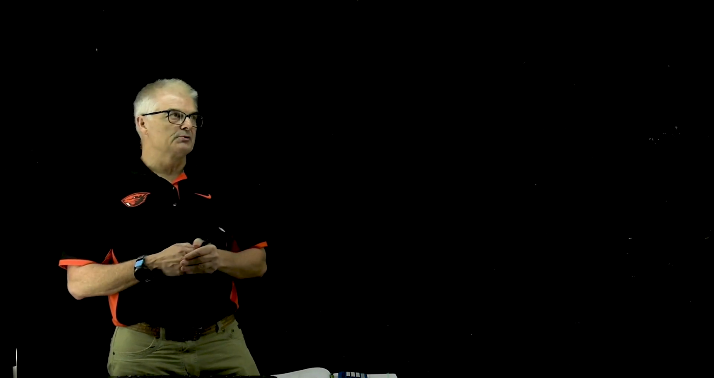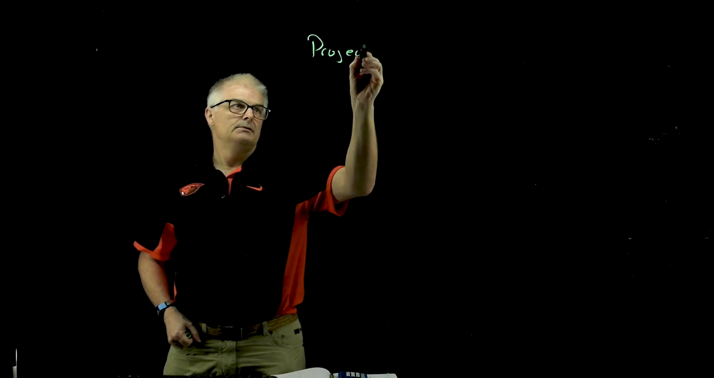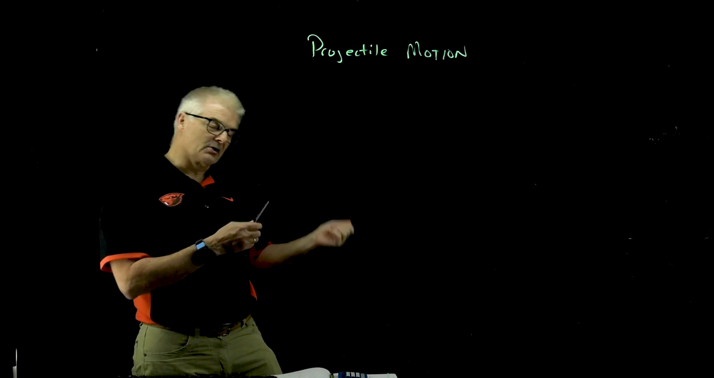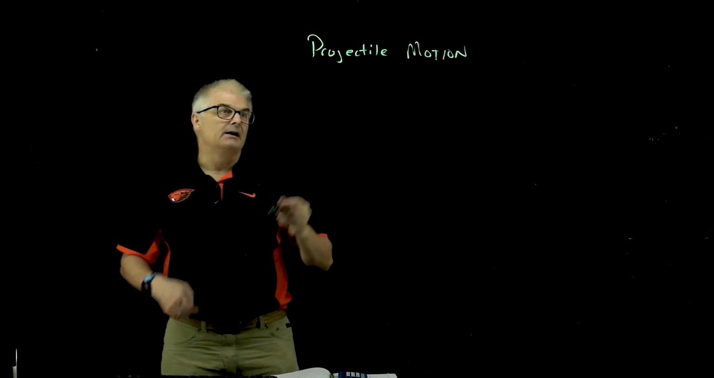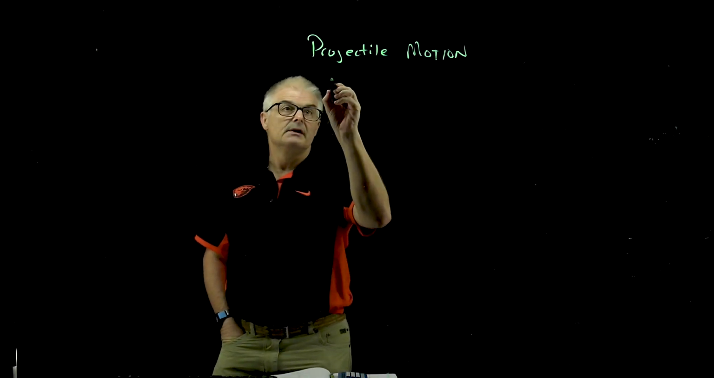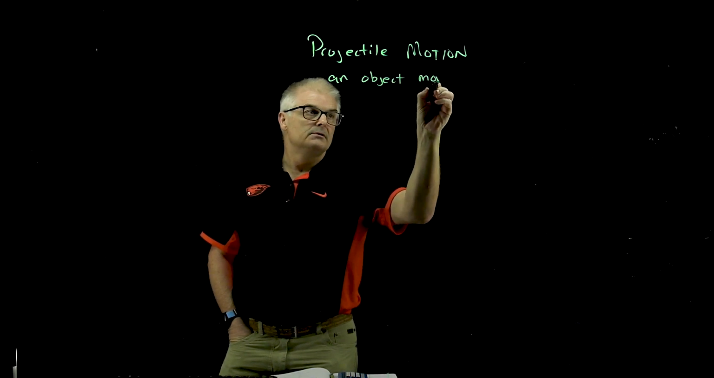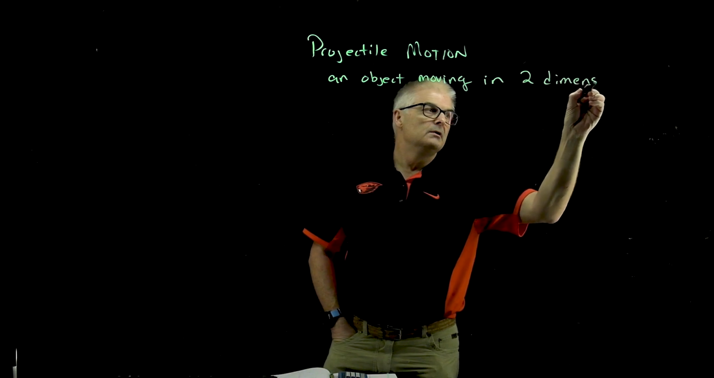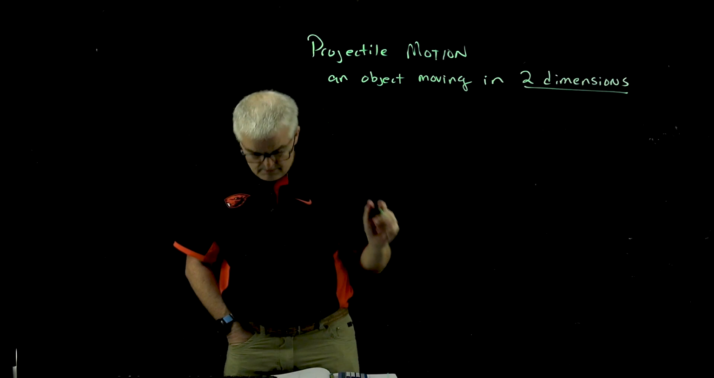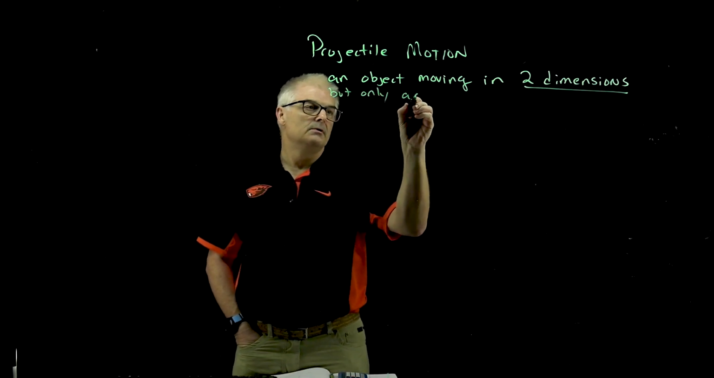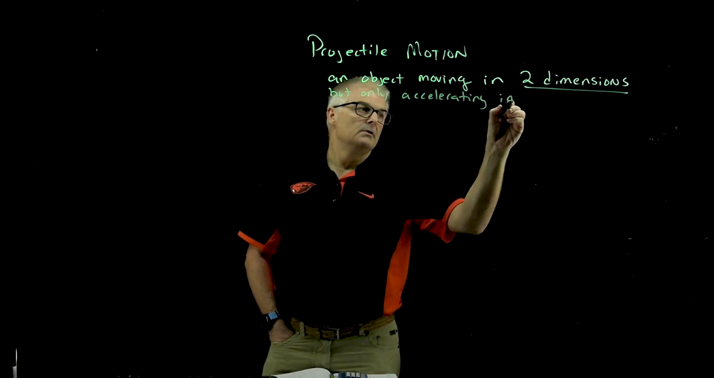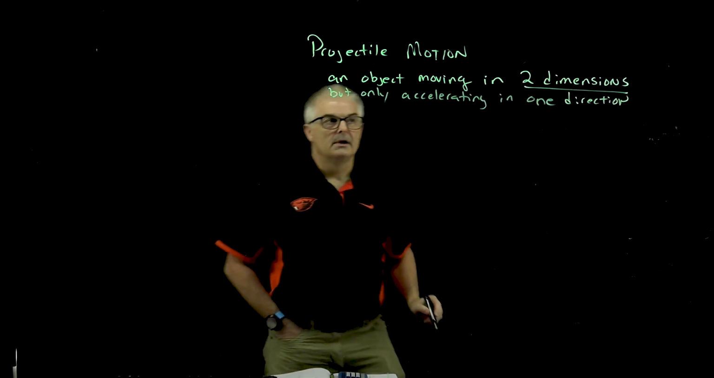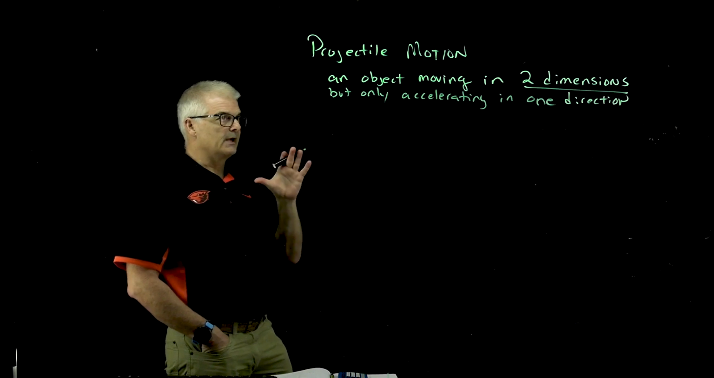Houston, we don't have a problem. Today we're going to talk about something called projectile motion. So this is when an object gets shot out of a cannon, or a golfer swings at a ball, or a basketball player shoots a basket. The official definition of projectile motion, so copy this down, is an object moving in two dimensions, key, two dimensions, but only accelerating in one direction.